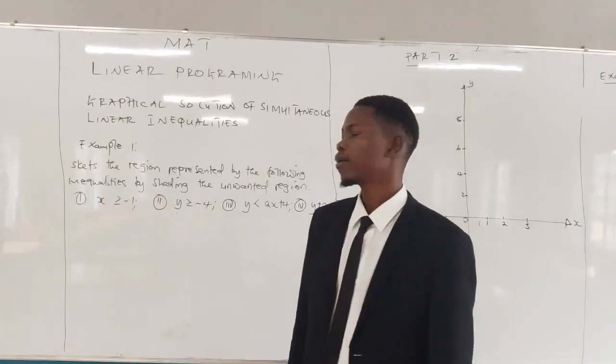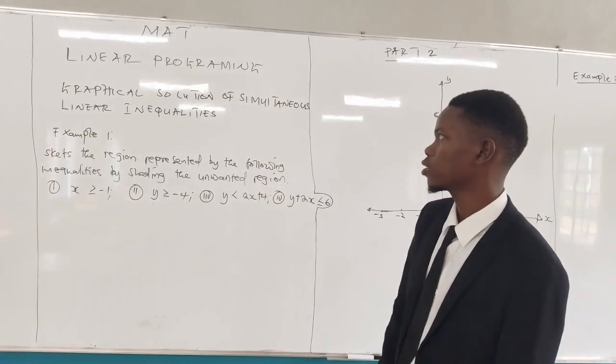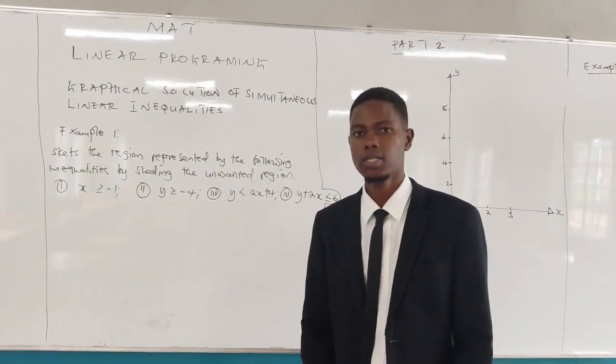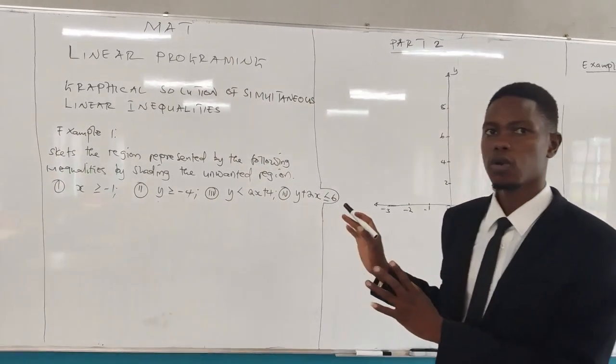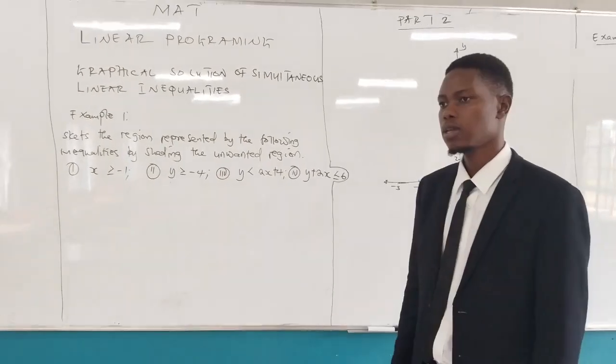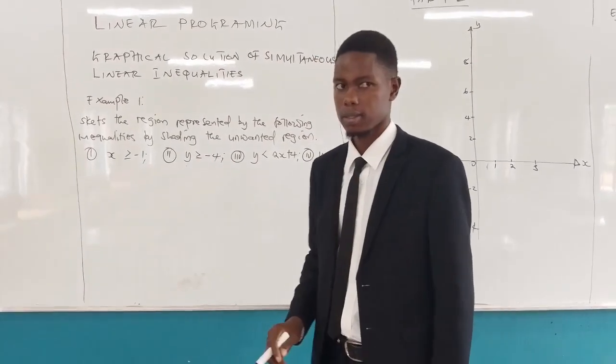Linear programming part 2. Let's take a look at the second part of this topic, which is the graphical solution of simultaneous linear inequalities. In this section, we'll be given some inequalities and then we find the region. For example, let's start with number 1, as they are in order.